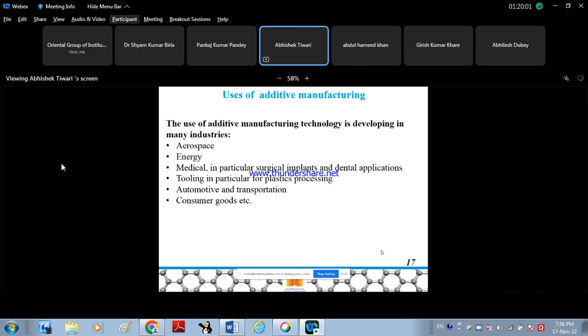Now, what are the uses of additive manufacturing? The use of additive manufacturing technology is developing in many industries like aerospace, energy, medical, in particular surgical implants and dental applications, then tooling, in particular for plastics processing, automotive and transportation, and consumer goods, etc.